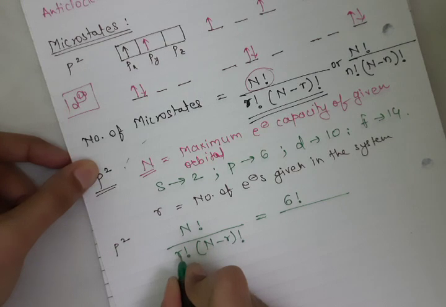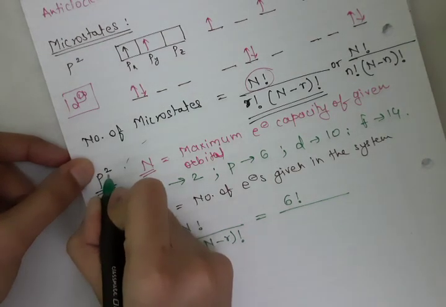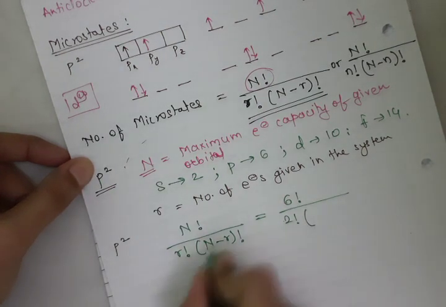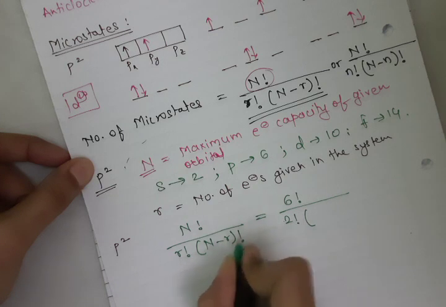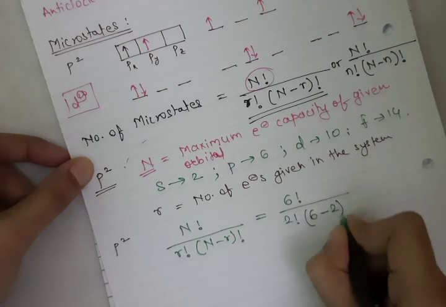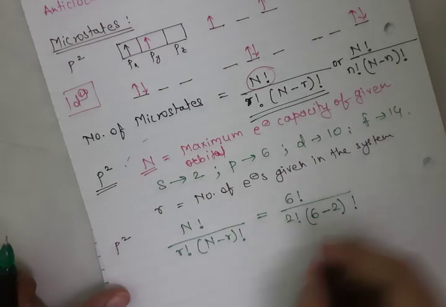r. What is r? R is the number of electrons given in the system. So here the r value is 2. The value of r is 2. So write here 2 factorial. And what is given? N minus r bracket factorial. Always remember, this is the factorial of the bracket. Don't write here r factorial. You will get the wrong answer. So n minus r bracket factorial. N is 6 and r is 2. So this is factorial. And you can solve.